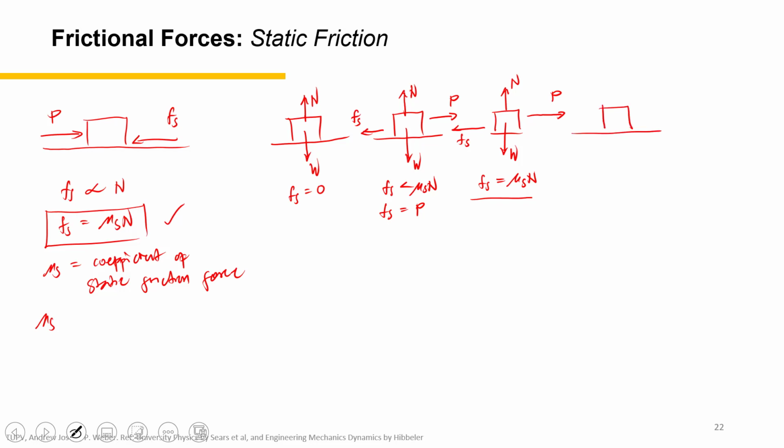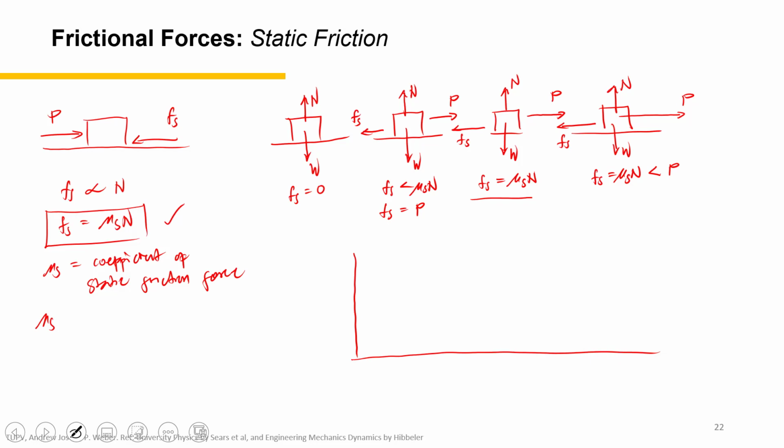So here you see that if you increase further the value of P, but Fs will only have a certain value, that is Fs is equal to μs n, but this time P is greater than μs n, and the body or the box will start to move. So from here we can draw a diagram describing that state of rest to state of motion.